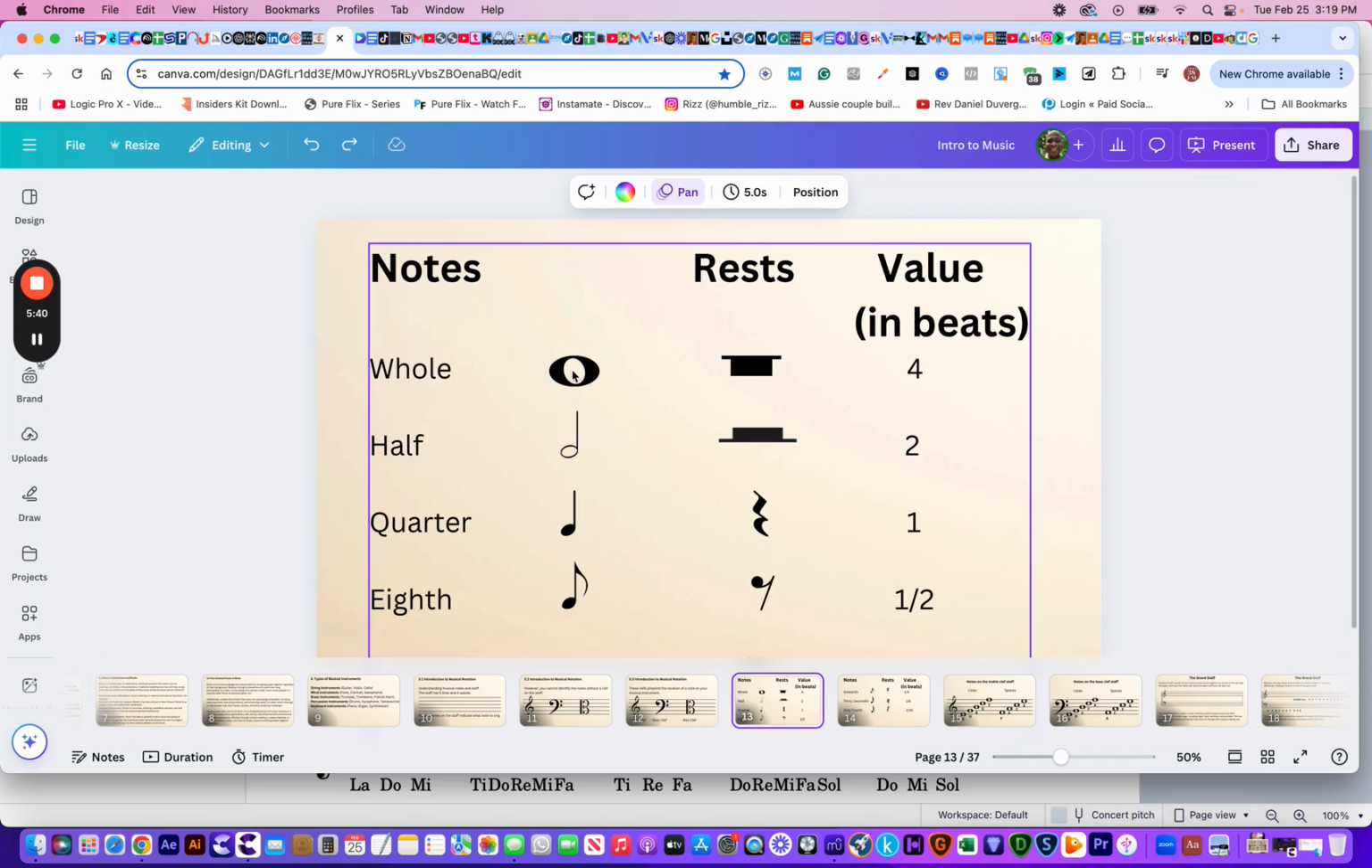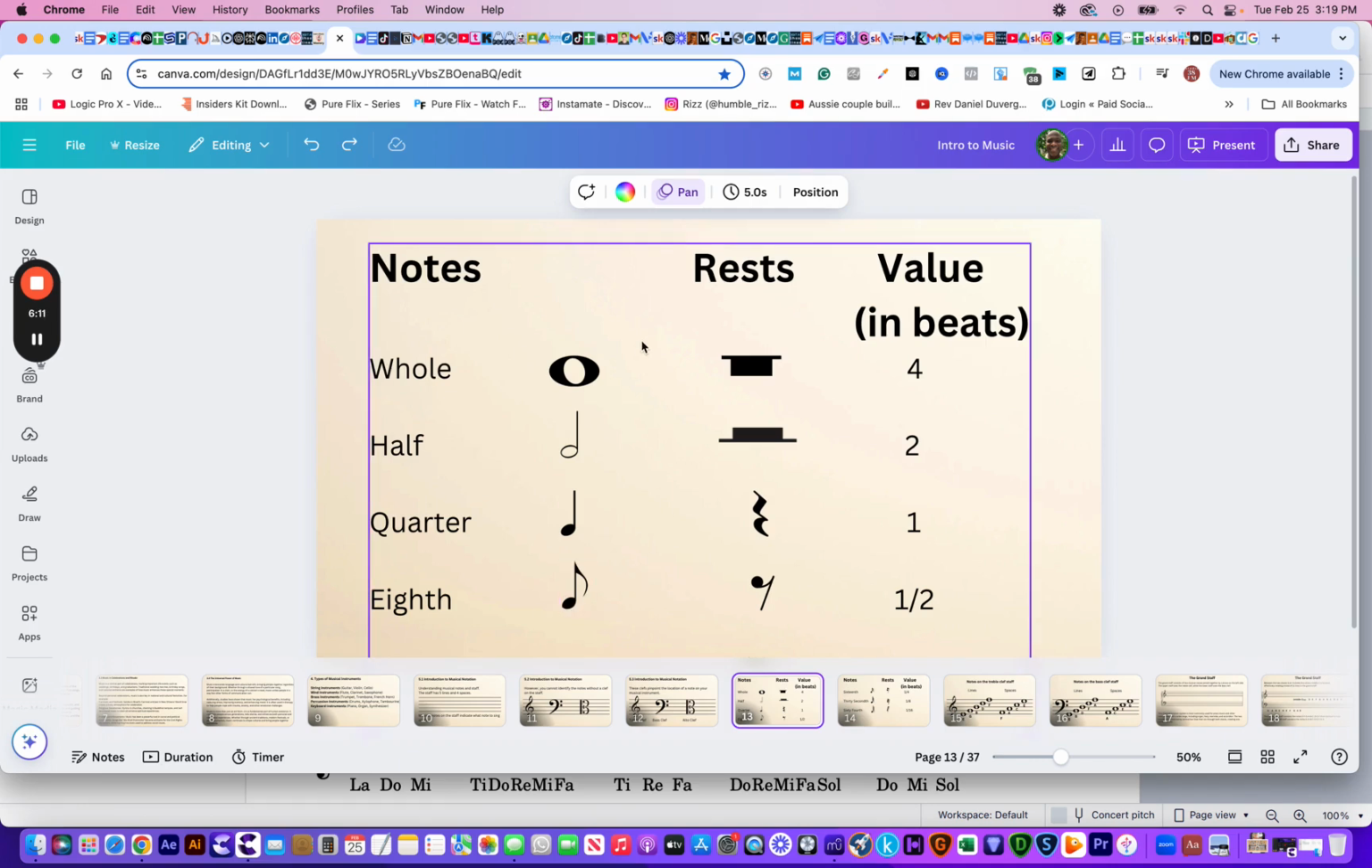So the whole note is worth 4 beats. The half note is worth 2 beats. And the equivalent of the half note in rest would be the half rest. And it's worth 2 beats. Okay? So you have the whole note, which is worth 4 beats. The half note is worth 2 beats. The quarter note is worth 1 beat, and the eighth note is worth half a beat.